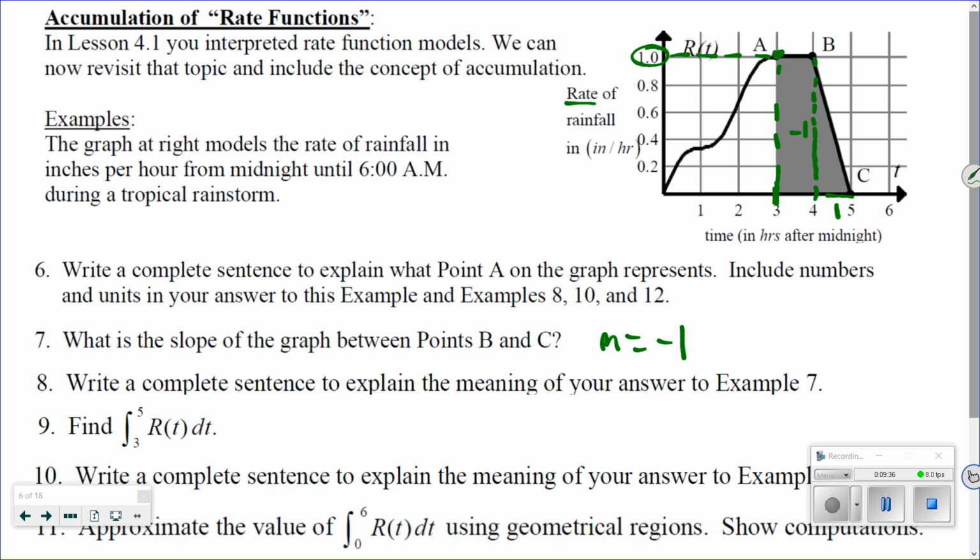So the inches per hour squared. What that really means is the rate that the rain was falling was slowing down. And the rate that it was slowing down by was 1 inch per hour per hour.